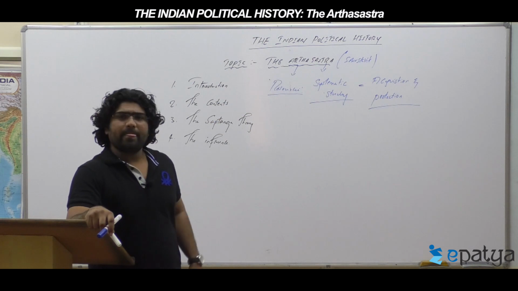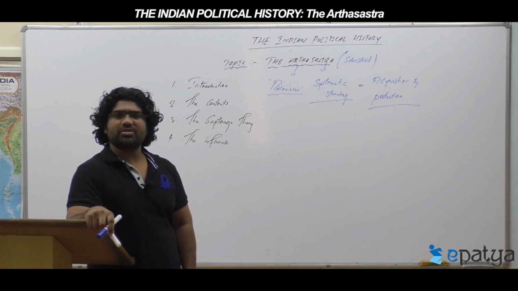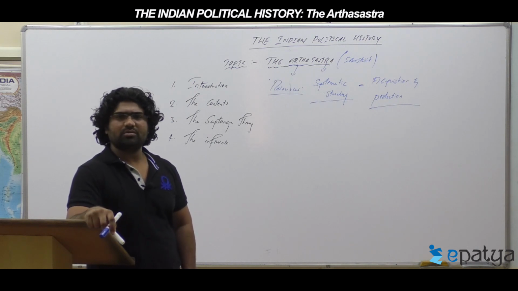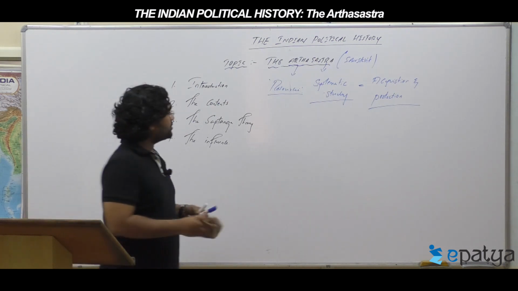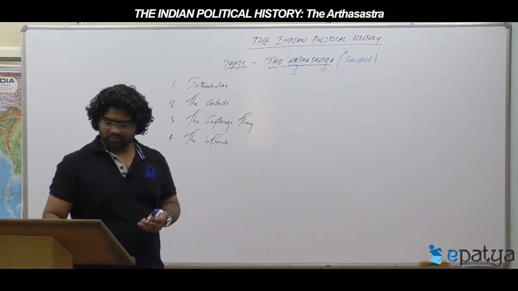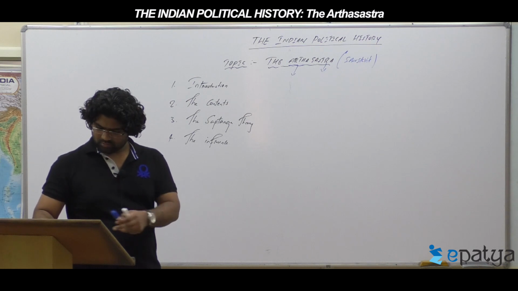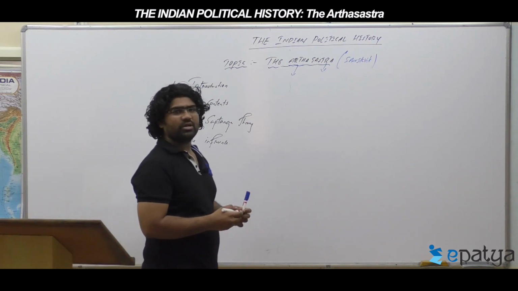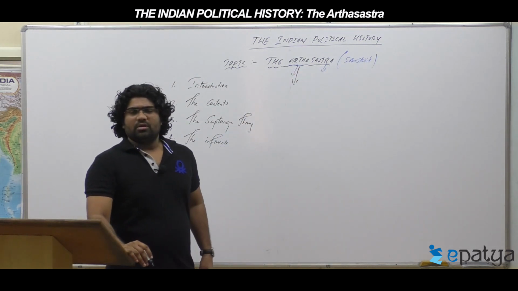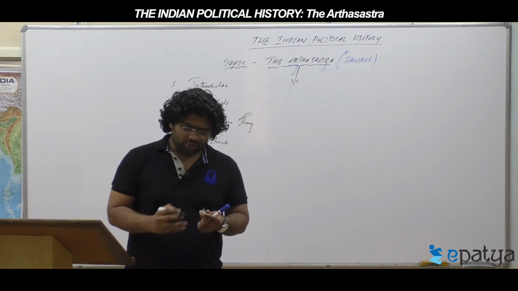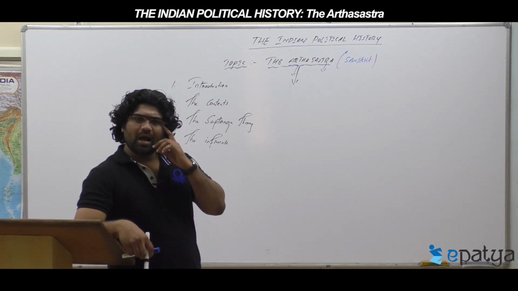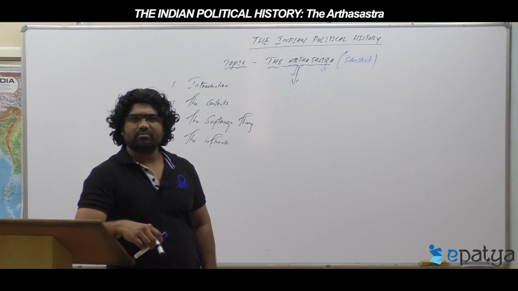Now here, if you look at the contents of Arthasastra, what it exactly speaks about, the Arthasastra text can be understood. It was written 2500 years ago, no doubt, belonging to the first millennium BC. However, during the colonial period, it lost its identity.